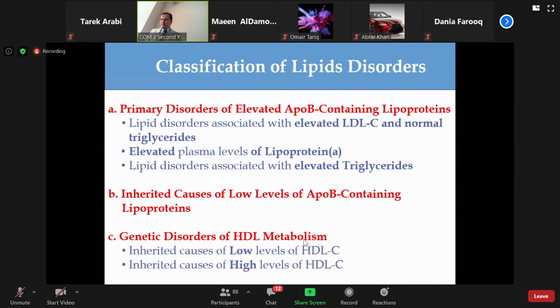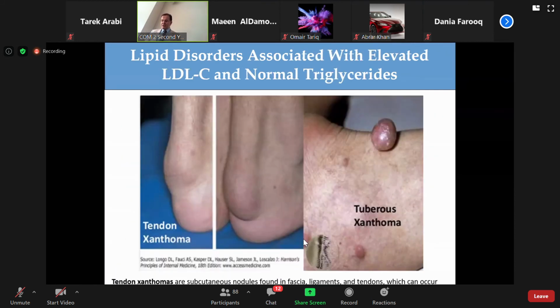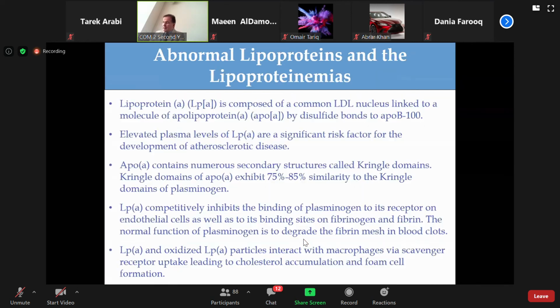So we said here we have this one. Now, since we've been talking about the xanthomas, we have the tendon xanthoma, tuberous xanthoma, and you know what these xanthomas are, right? So I'll skip this one. Lipoprotein A. Abnormal lipoprotein A, we said it's atherogenic. What do we mean by this? Several studies linked lipoprotein A with atherogenicity, high risk of developing heart attack and strokes.